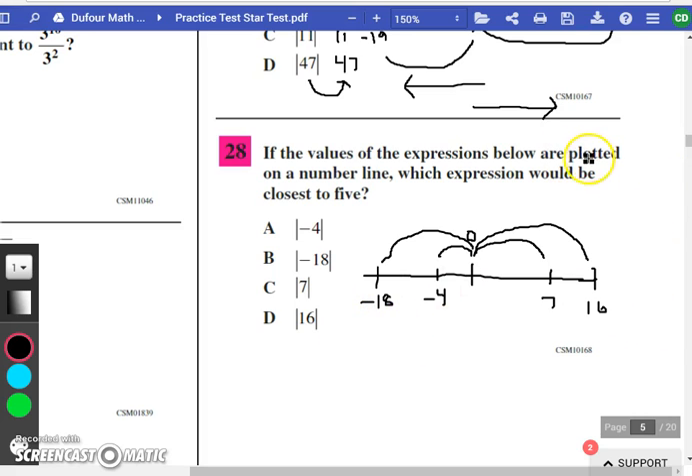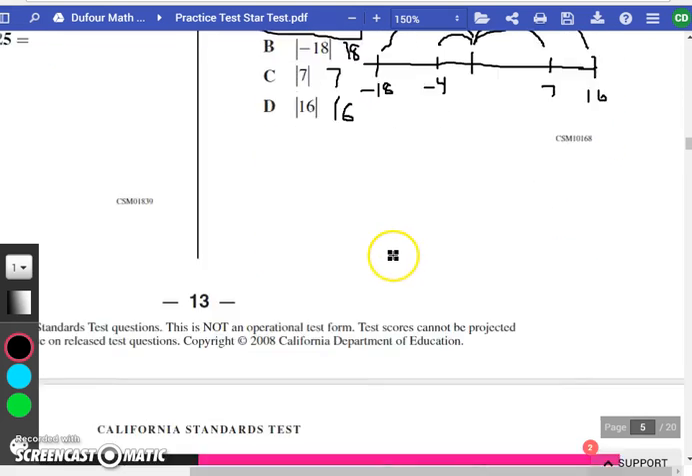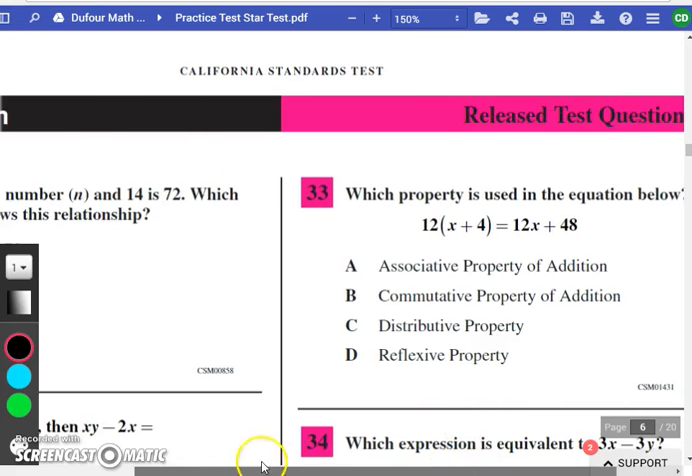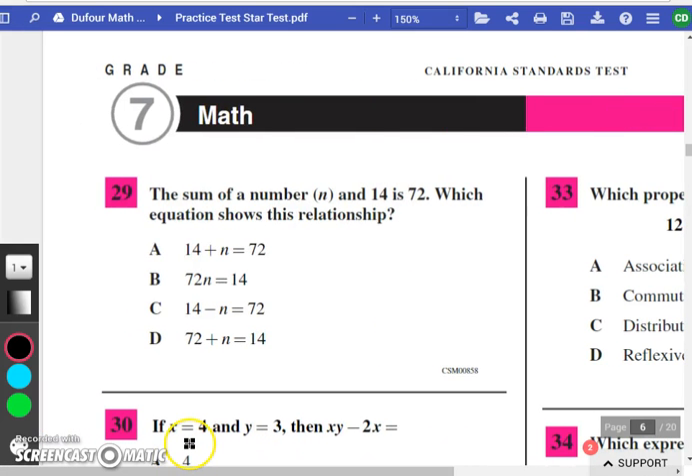So basically what the question is asking you is which expression would be closest to 5? Okay, well, as you guys know, this is a positive 4, this is a positive 18, this is a 7, and a 16, and boys and girls, this number 4 is obviously closest to 5. Okay, I think we're going to move on to a different concept.